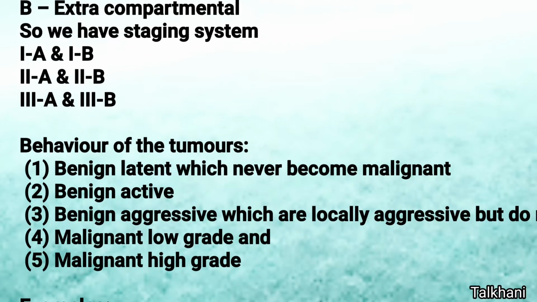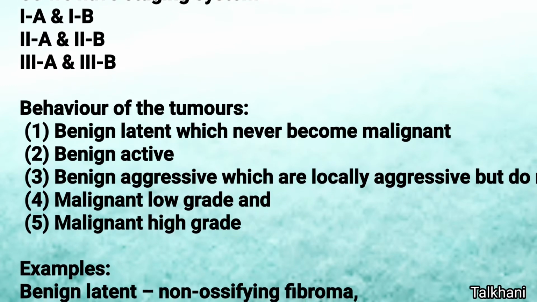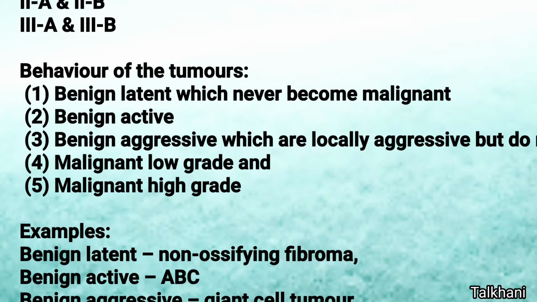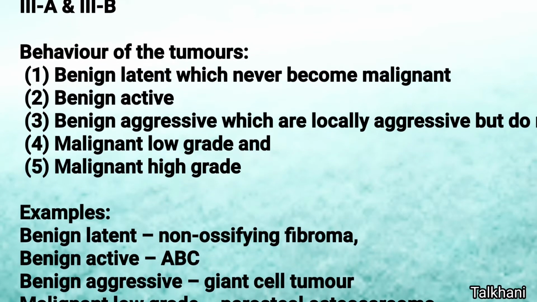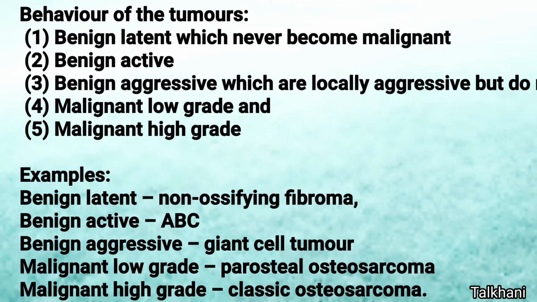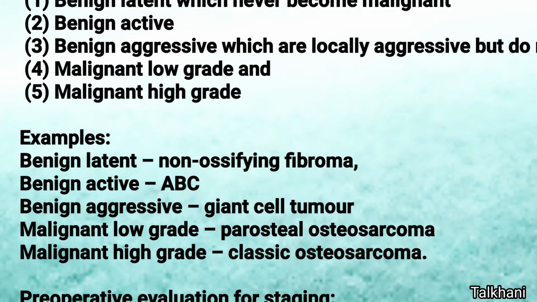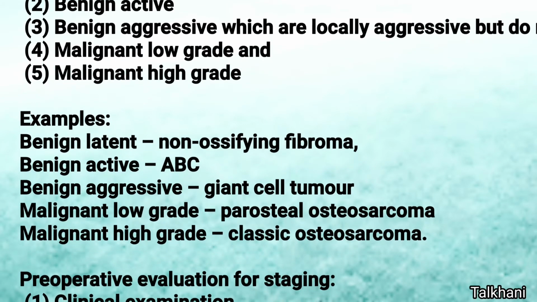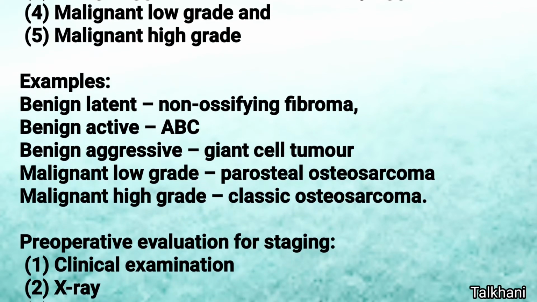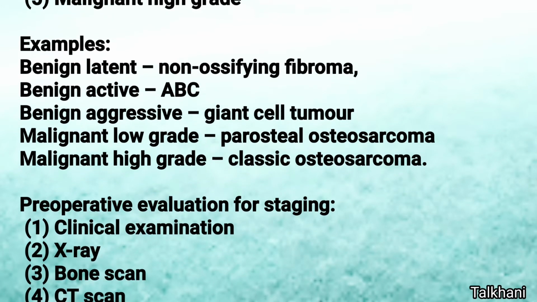Behavior of the tumors has been classified into 5 categories. Number 1, benign latent, which never becomes malignant. Example is non-ossifying fibroma. Number 2, benign active. Example is aneurysmal bone cyst. Number 3, benign aggressive, which are locally aggressive but do not metastasize. Example is giant cell tumor. Number 4, malignant low grade. Example is parosteal osteosarcoma. And number 5, malignant high grade.